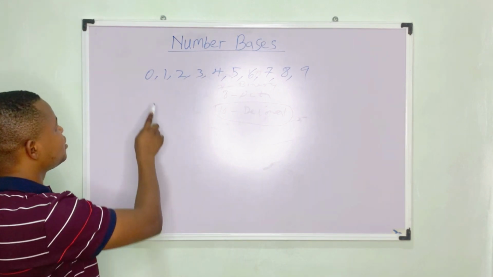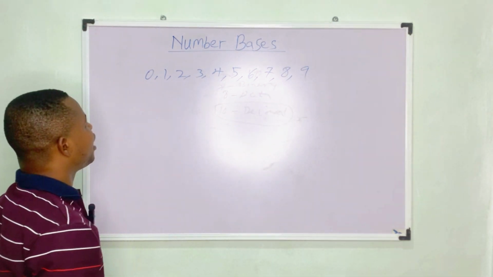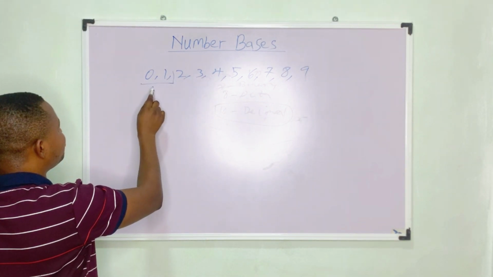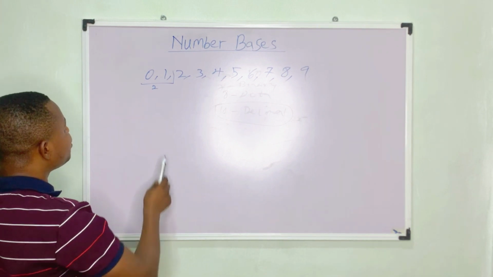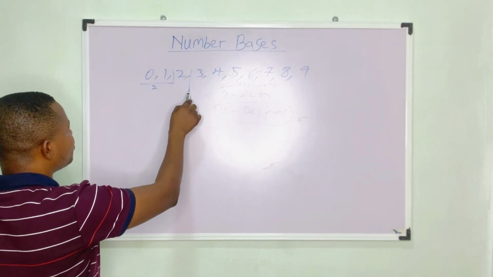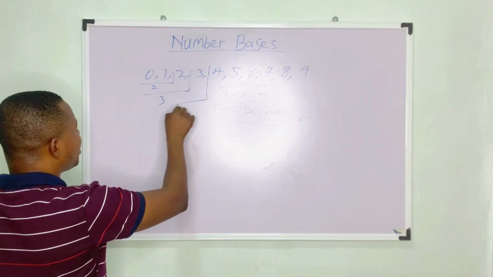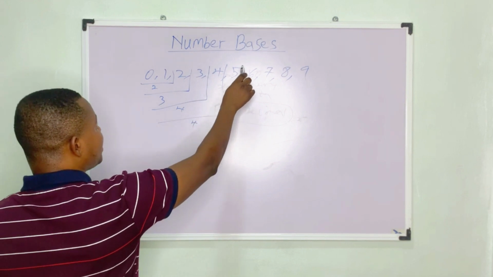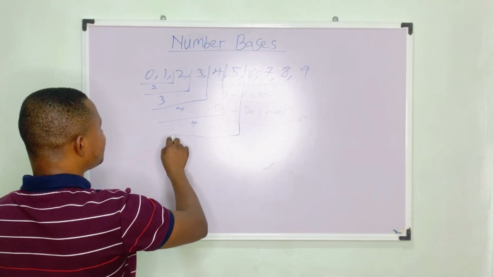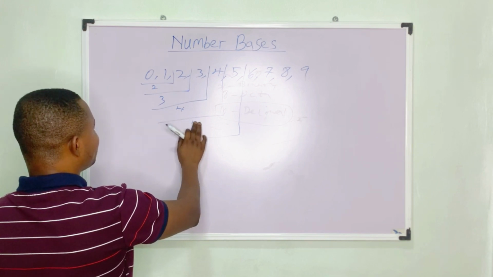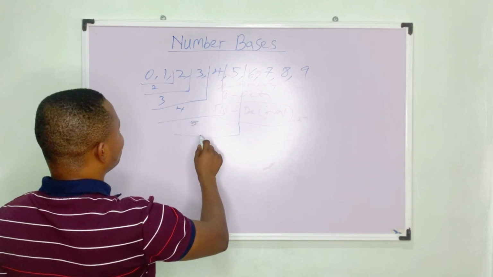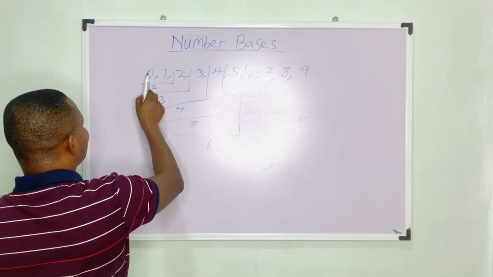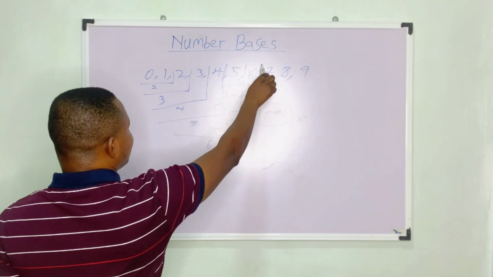Our arithmetic digits range from 0 to 9. Now, in base 2 number system, we have only 0 and 1. This is base 2. In base 3, we have from 0 to 2. This is base 3. Base 4, we have all of this. Base 5, the highest number in base 5 is 4. The highest number in base 6 is 5. As you can see, if you count, you have 1, 2, 3, 4, 5, 6.